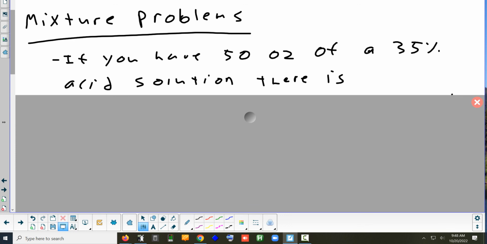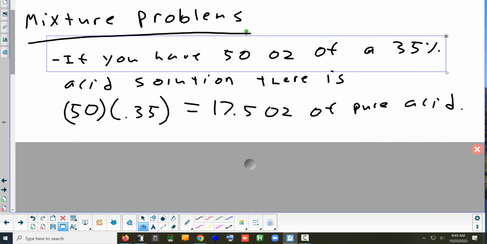If I told you that you have 50 ounces of liquid sitting in front of you, and out of that 50 ounces, 35% of it has acid in it, how would you figure out how much of it is acid? I'm telling you, you've got 50 ounces, and 35% of what you have is acid. So tell me how much acid you have. So you just multiply 50 by 0.35? Right. So in that particular case, if you have 50 ounces of liquid, and somebody tells you 35% of it is actually acid, maybe the rest of it's water, that means you have 17.5 ounces of pure acid.